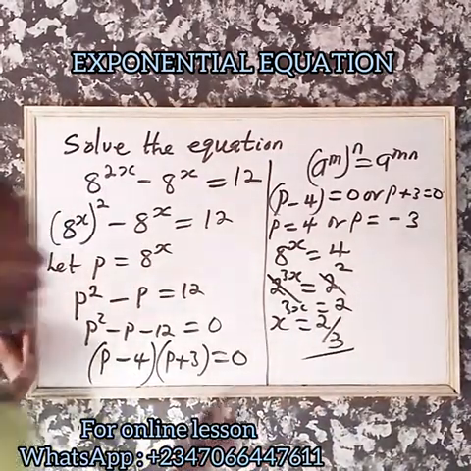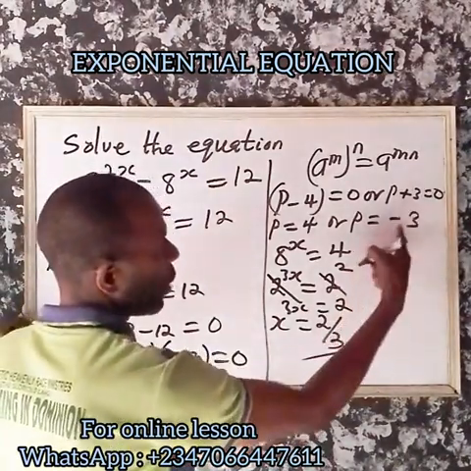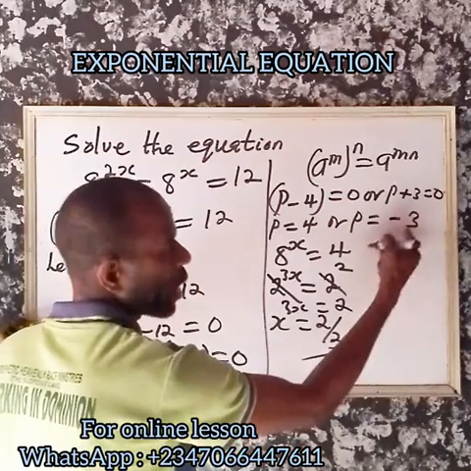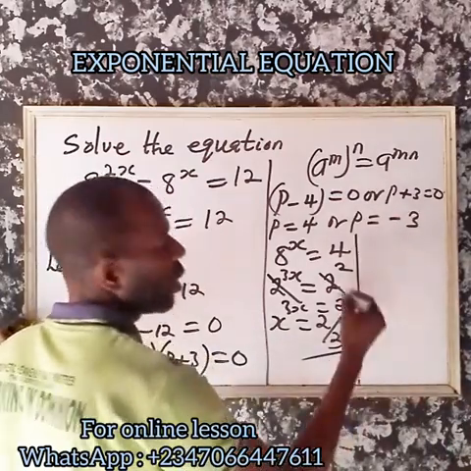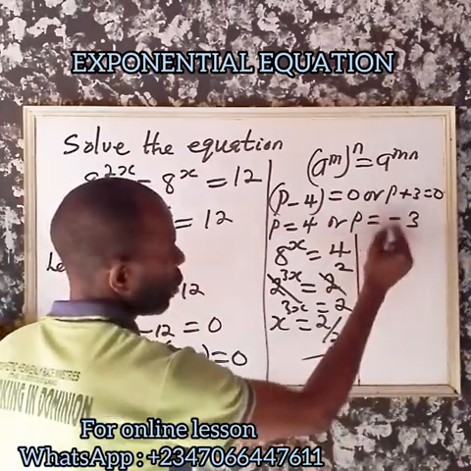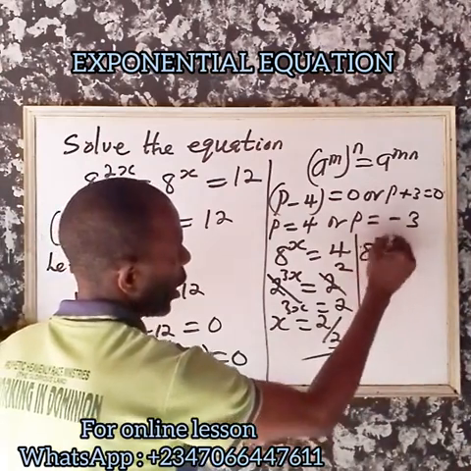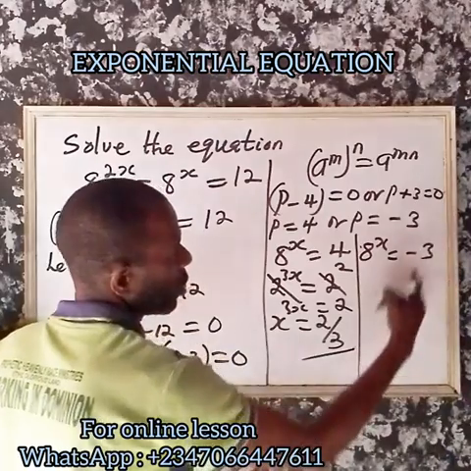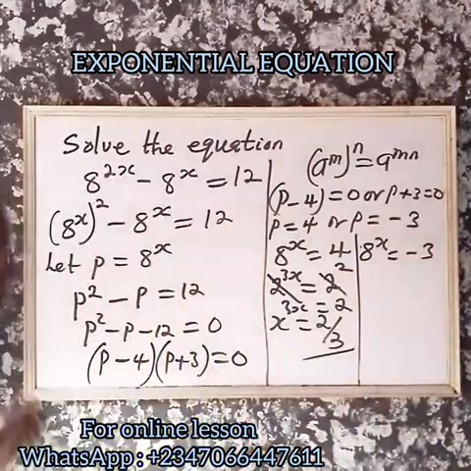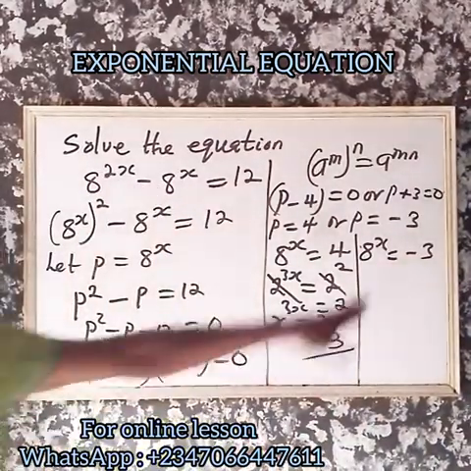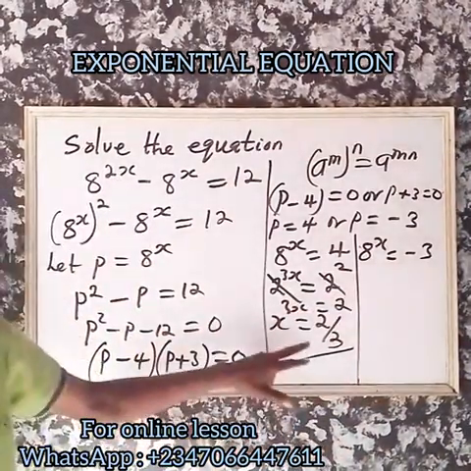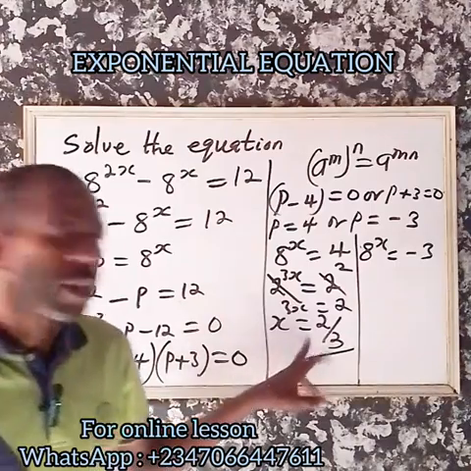Now let us look at this one here. When p is equal to negative 3, automatically, because here is negative 3, that is wrong. We can't take that. It's invalid. So we have 8 raised to the power x equal to negative 3, so this is beyond our scope. So we leave this. The only accepted solution is 2 over 3. That is the one we accept.